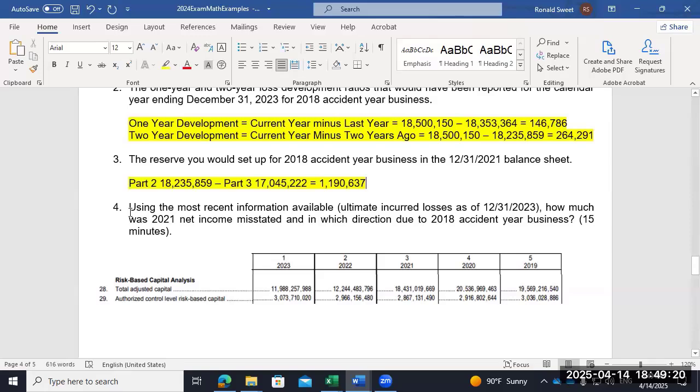Obviously, reserves are going to be bigger for those products that are more recent versus the ones that are much further behind.